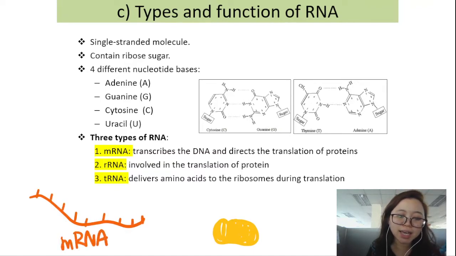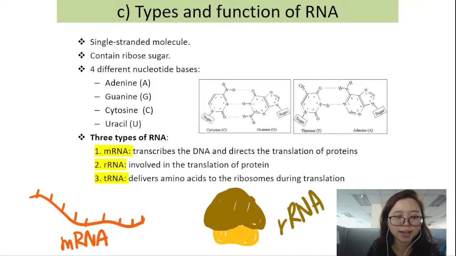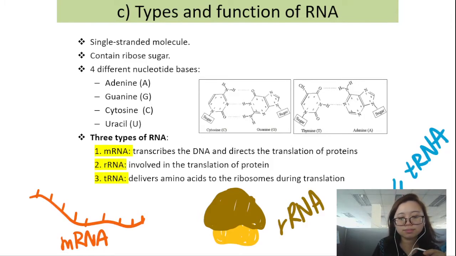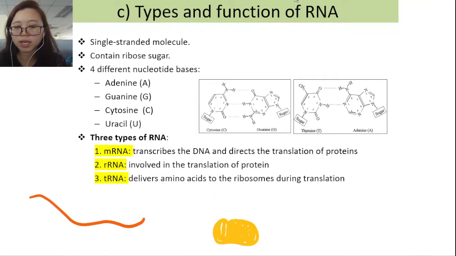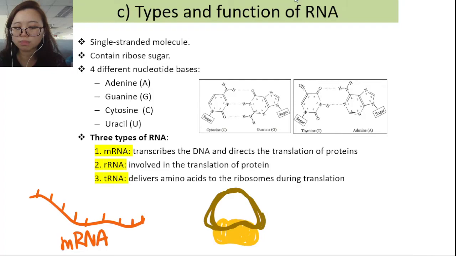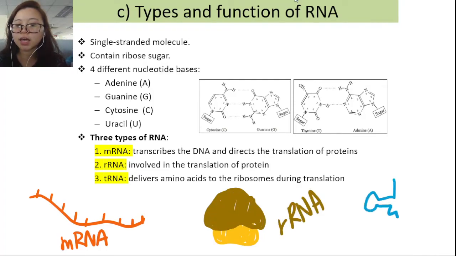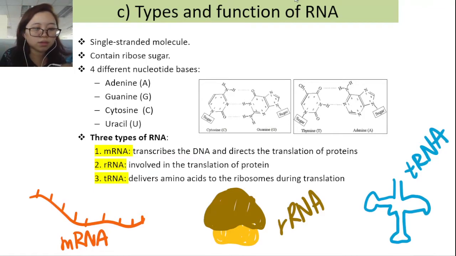mRNA transcribes DNA and directs the translations of proteins. Itu kegunaan mRNA. Kegunaan rRNA, rRNA is involved in the translation of proteins. And last but not least, tRNA. It is the RNA that is involved by delivering amino acids to the ribosomes during translation. So you will learn more about these rRNA and how they function when we get to chapter 6. Okay, bila kita masuk chapter 6, transcription of DNA, you will get to see them working in action.